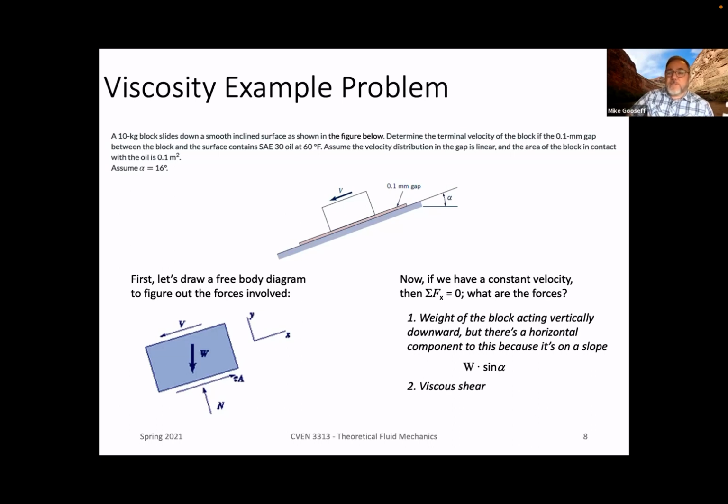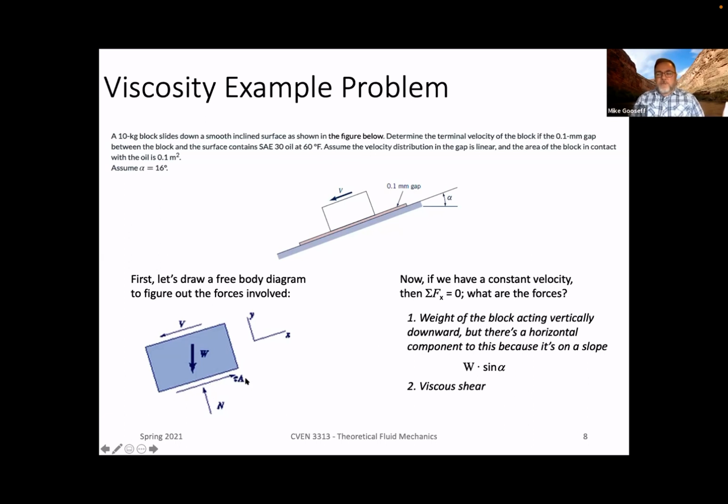Then there's a viscous shear force. All right, where does this come from? On the left-hand side, on our free body diagram, we have written here tau times A. And this is our viscous shear.